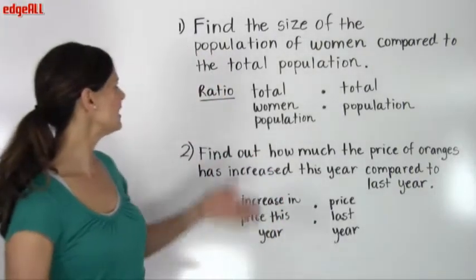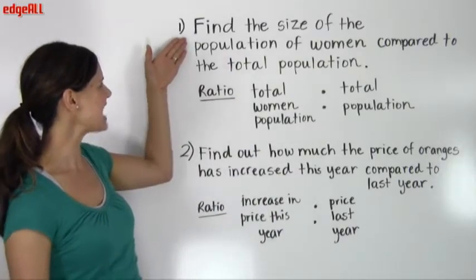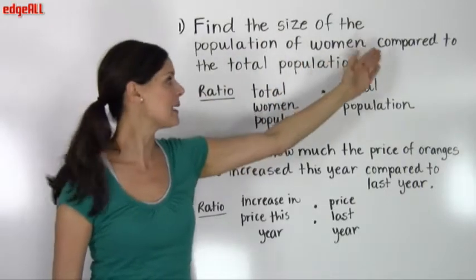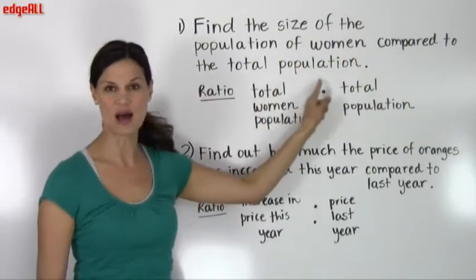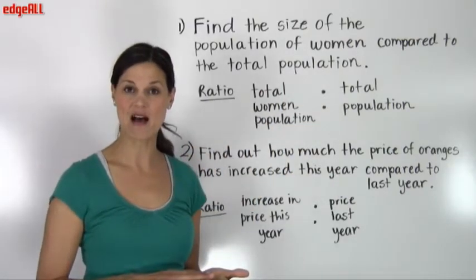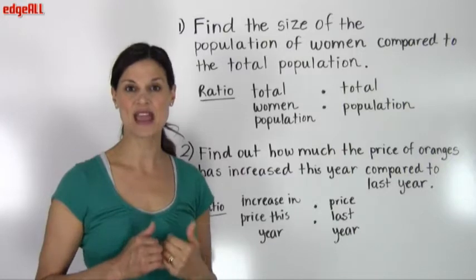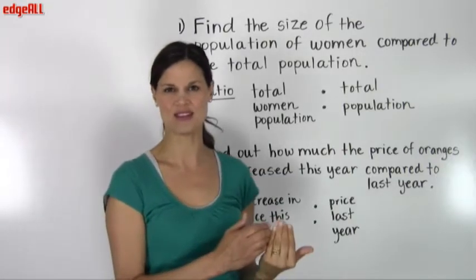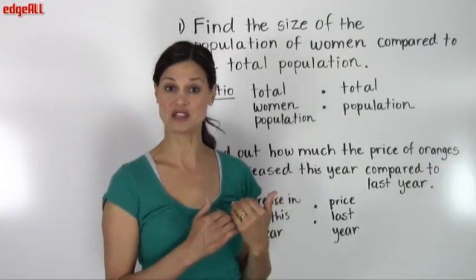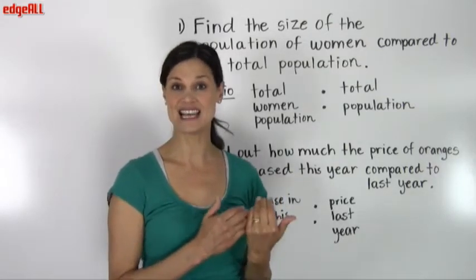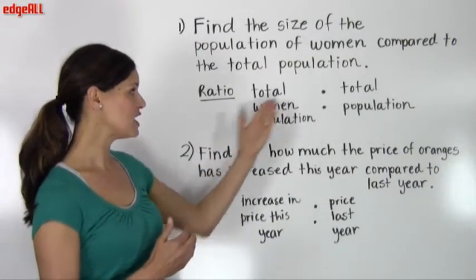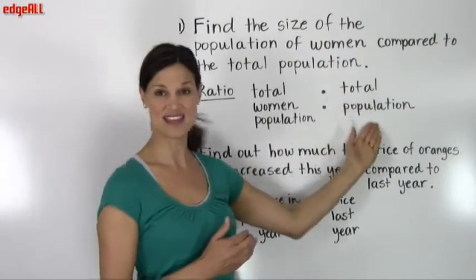So for example, if we have a problem like this that asks us to find the size of the population of women compared to the total population, here we are asked to compare the size of the women population compared to the total population. One way to have a good understanding of the population of women is by finding a ratio of the total population of women to the total population.